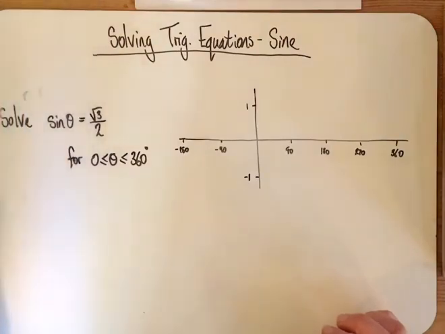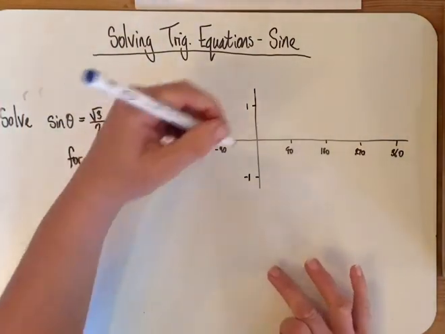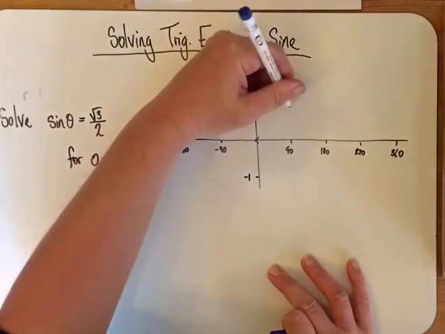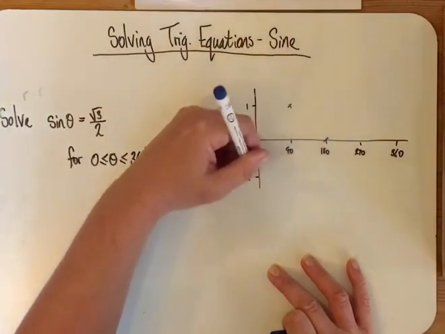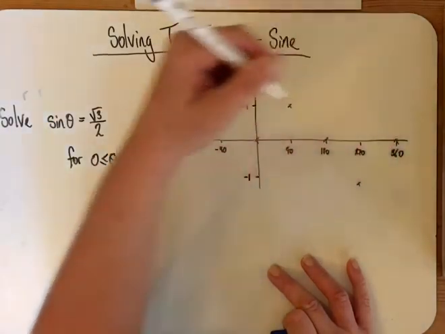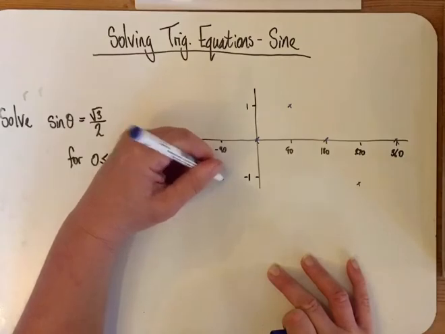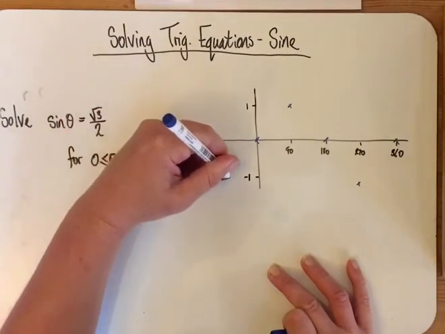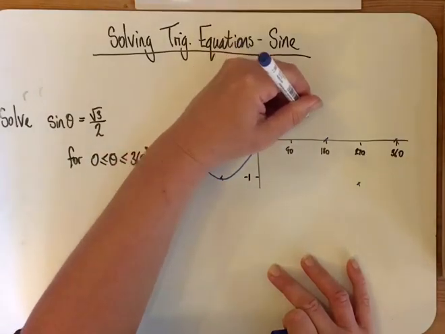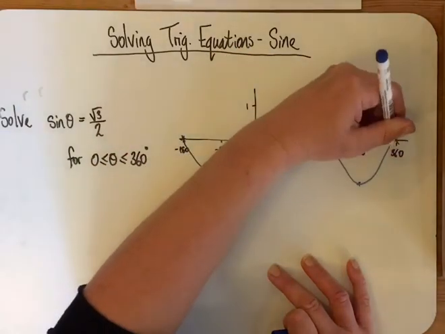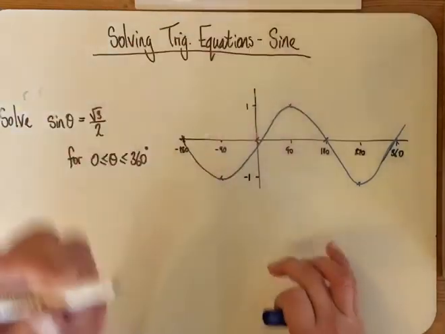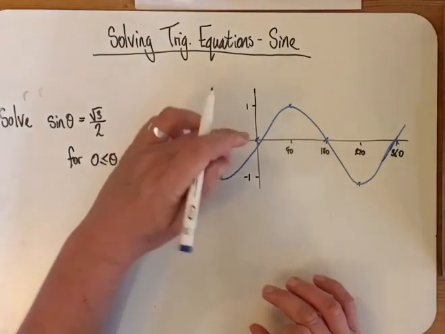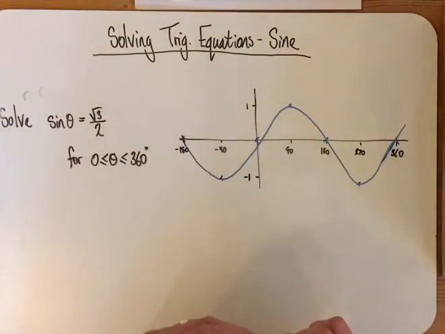Drawing the sine curve, so sine starts at 0 and then goes to 1, 0, minus 1, 0. If you mark off every 90 degrees and then join up with a smooth curve, that's kind of the easiest way to draw these. And then we're looking at solving sine theta is equal to root 3 over 2.